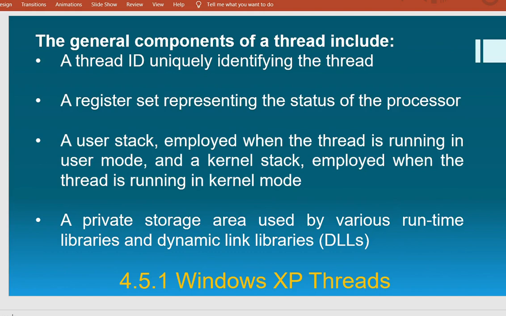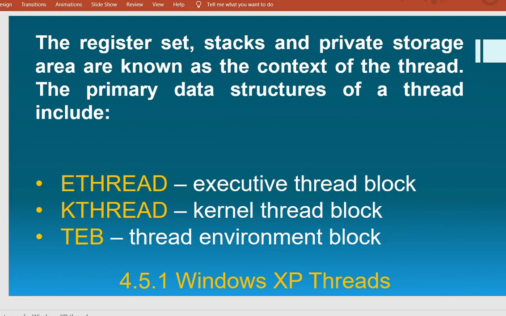Next, the general components of a thread include a thread ID uniquely identifying the thread, a register set representing the status of the processor, a user stack employed when the thread is running in user mode, a kernel stack employed when the thread is running in kernel mode, and a private storage area used by various runtime libraries and dynamic link libraries. The register set, stacks, and the private storage area are known as the context of the thread.